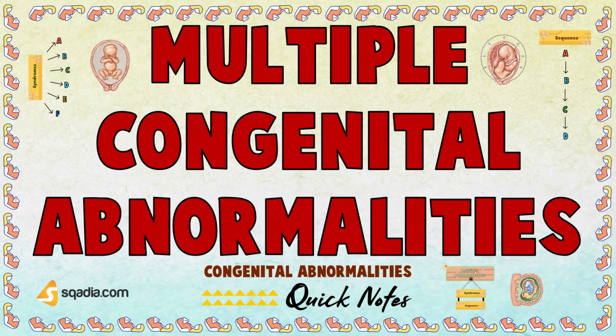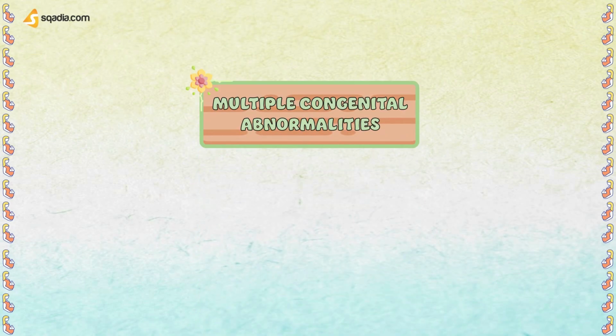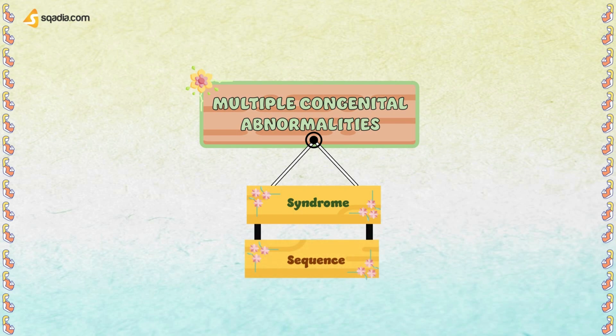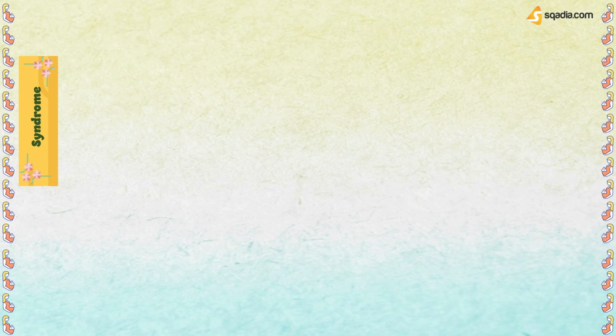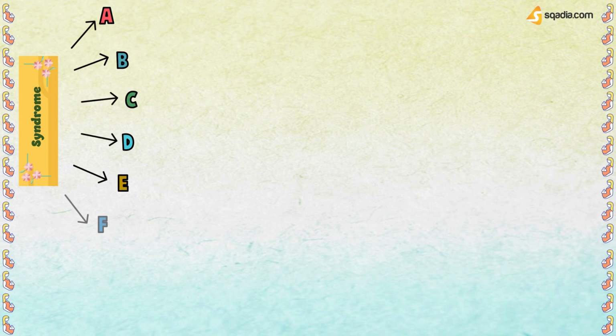In this video, we will talk about multiple congenital abnormalities. As we have discussed in our previous video, multiple congenital abnormalities are classified as syndrome and sequence. In syndrome, a single underlying cause leads to groups of abnormalities, for example A, B, C, D, E, and F. Now, these are groups of abnormalities that consistently occur together.